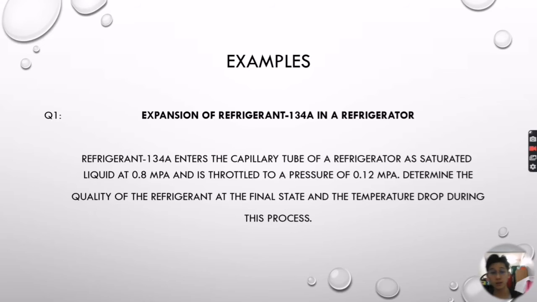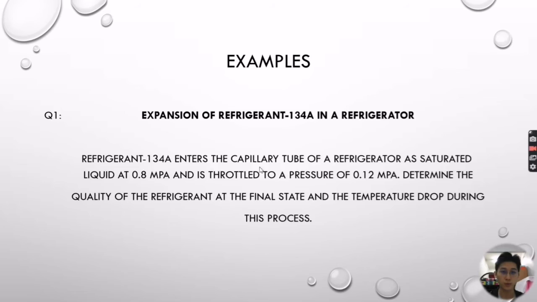For a better understanding, let's look at an example: the expansion of refrigerant 134a in a refrigerator. The refrigerant 134a enters the capillary tube of a refrigerator as a saturated liquid at 0.8 megapascal and is throttled to a pressure of 0.12 megapascal. What we have to do is determine the quality of the refrigerant at the final state and the temperature drop during this process.